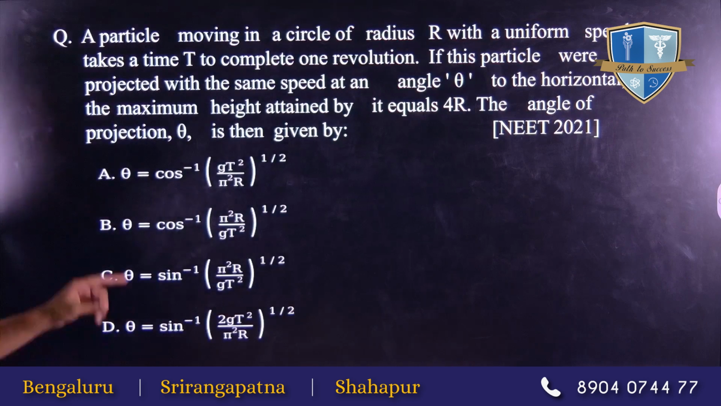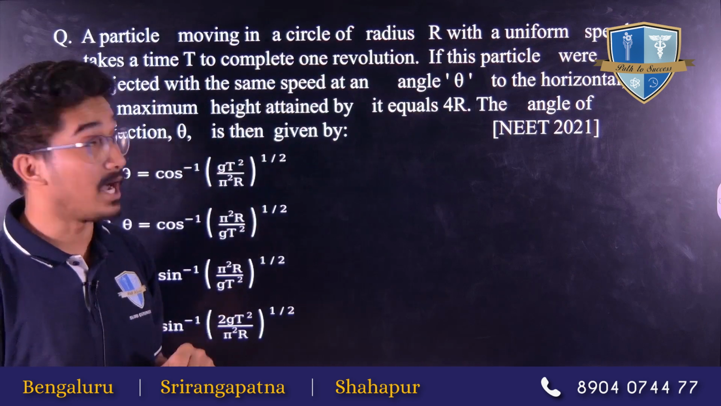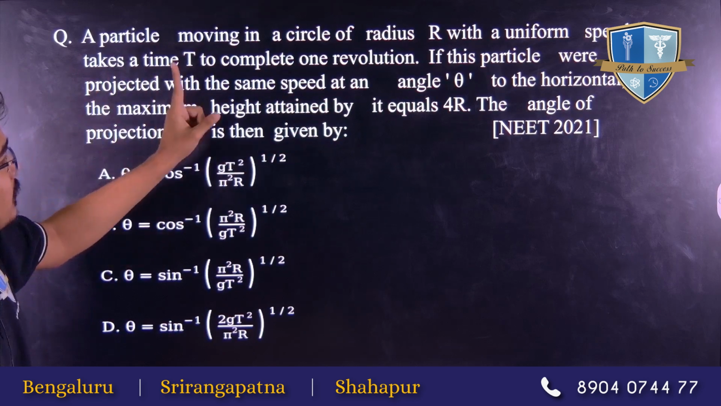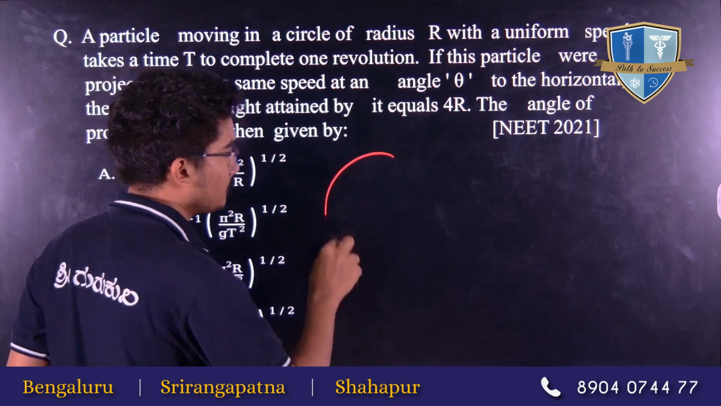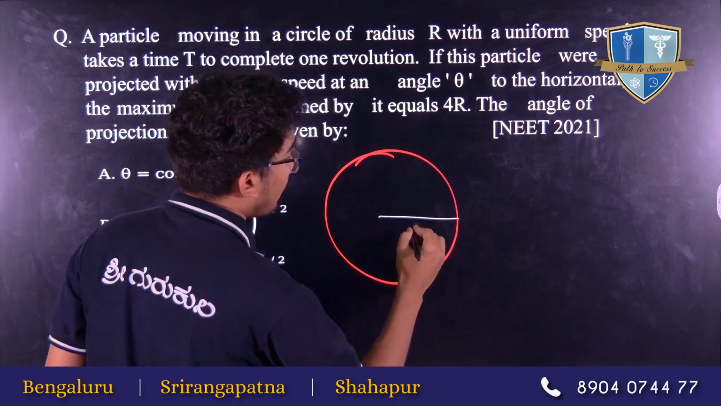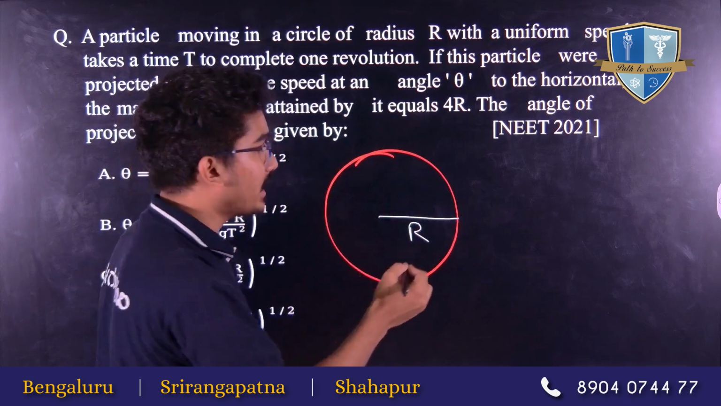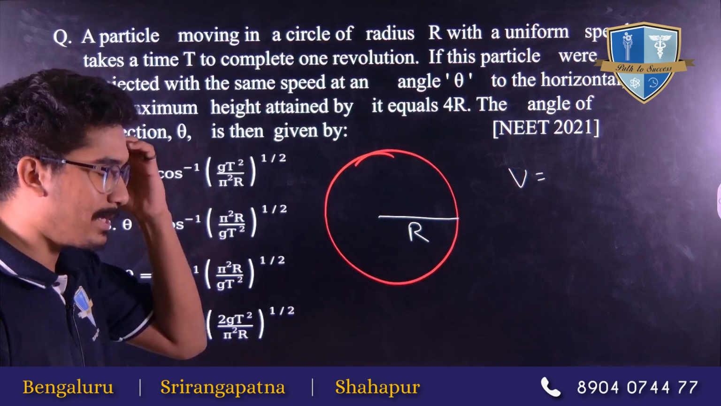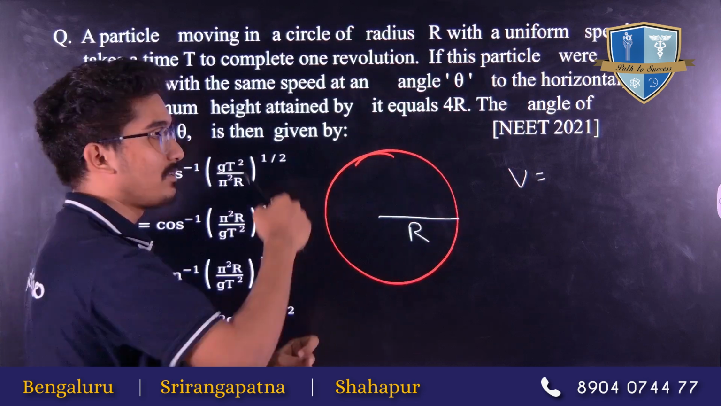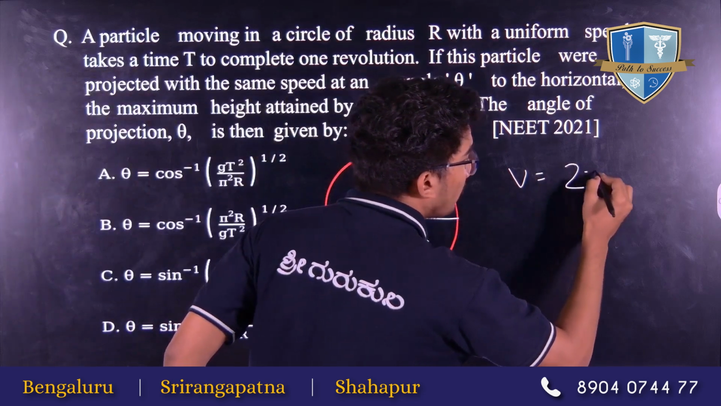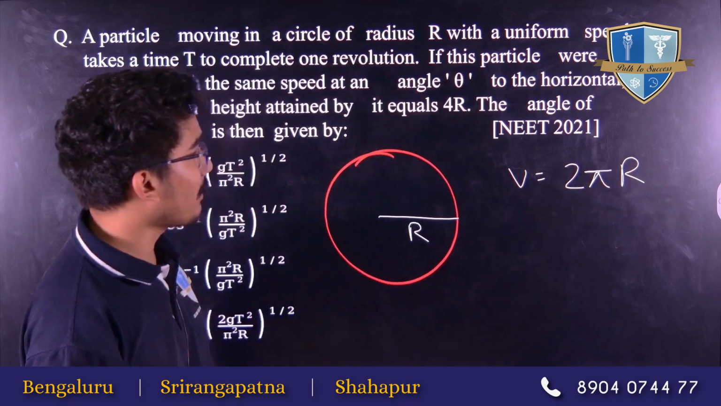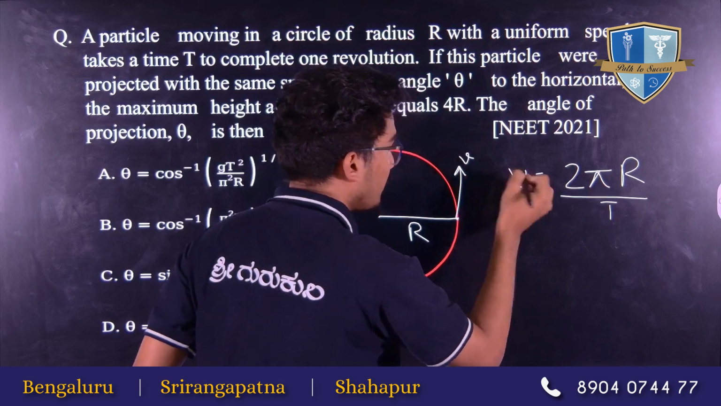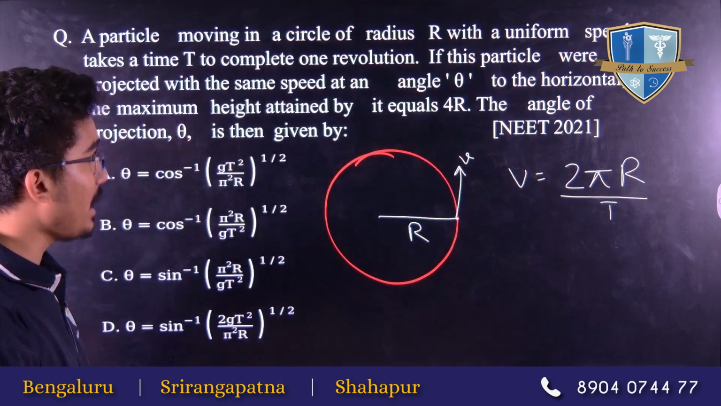Final question of the day is: a particle moving in a circle of radius r with a uniform speed takes a time capital T to complete one revolution. So there is a circle of radius capital R, and to complete one circle it is taking time T. So velocity is equal to total distance by total time. To complete one circle, how much distance will it travel? The circumference, which is 2 pi r, distance traveled in capital T time. So the tangential speed is equal to 2 pi r by T.